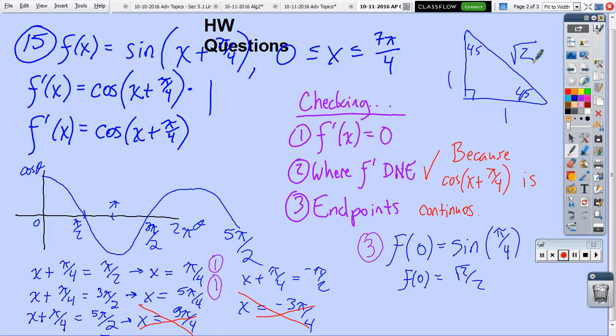And then f of the other endpoint, 7 pi over 4, is equal to what? If you plug in 7 pi over 4, 7 pi over 4 plus pi over 4 is 8 pi over 4, which is 2 pi, which is the same as finding the sine of 0, which is 0. Right? Now you think about a sine function. It's the one that starts at 0 and goes up.